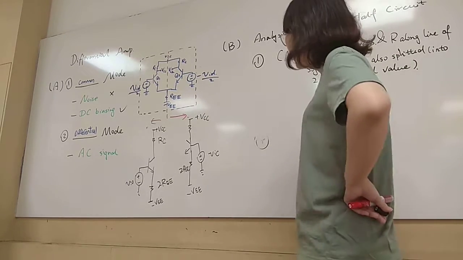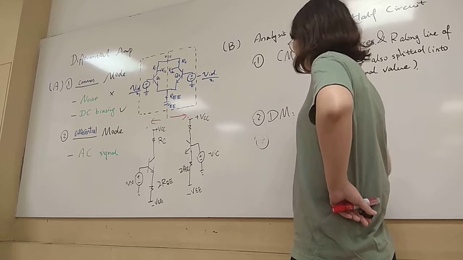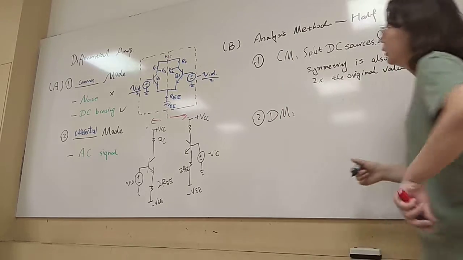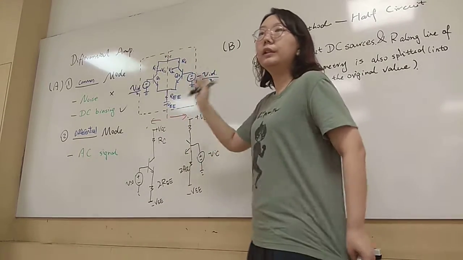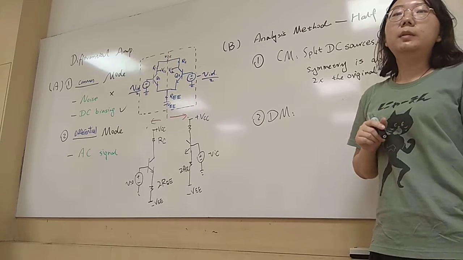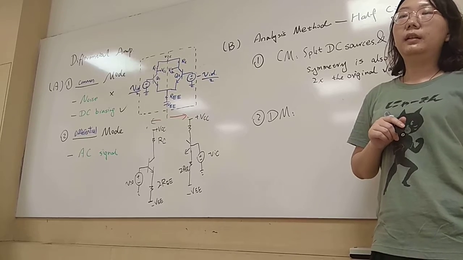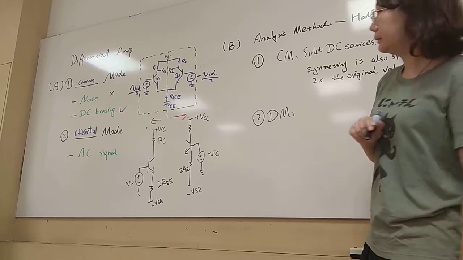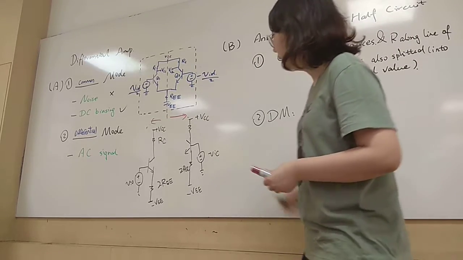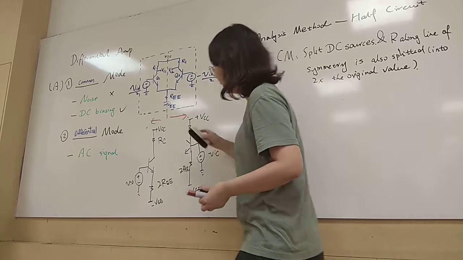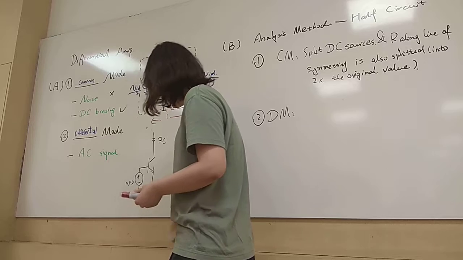So now if I'm going to do my differential mode, if my two input signals are actually differential mode signals, then how should I split my circuit? The DC sources are ground. Again, the DC source is ground. Okay, so this one ground, this one ground, this one ground, this one ground.